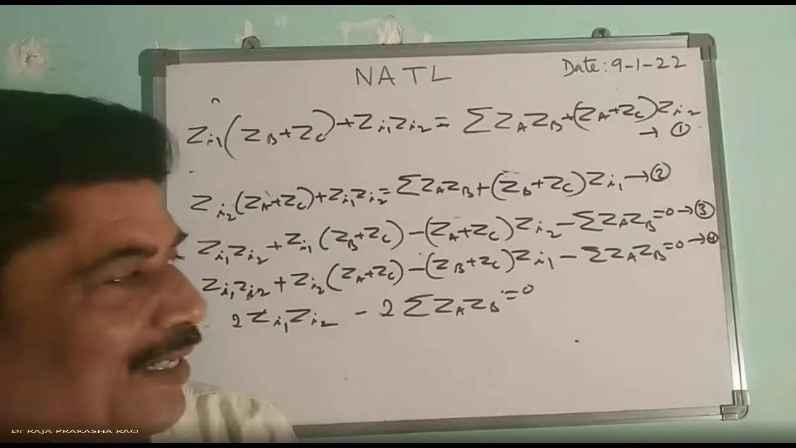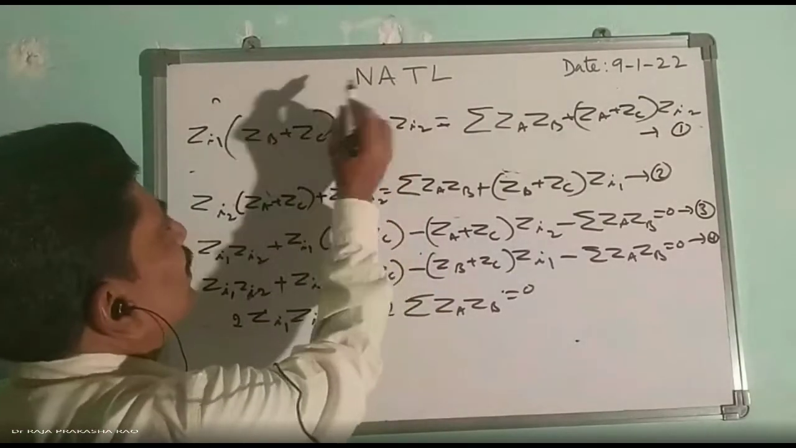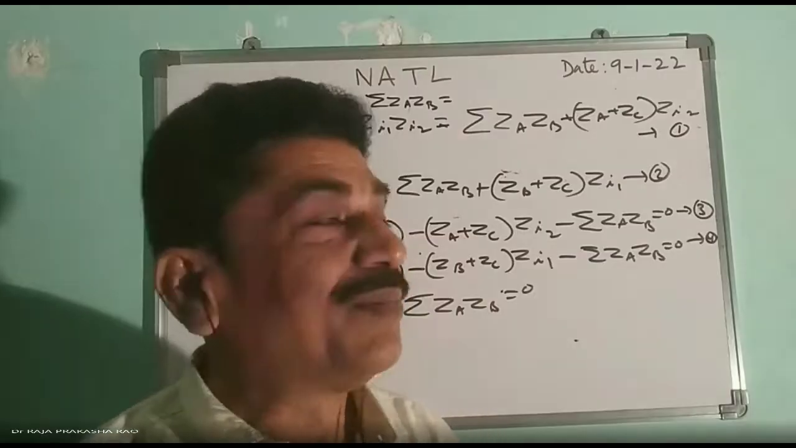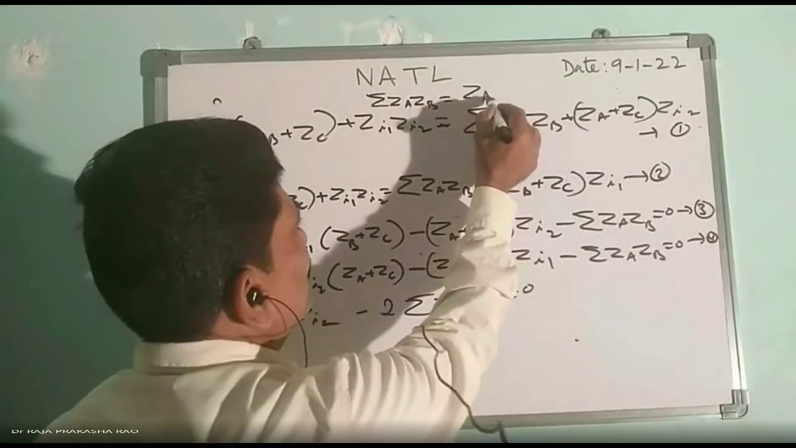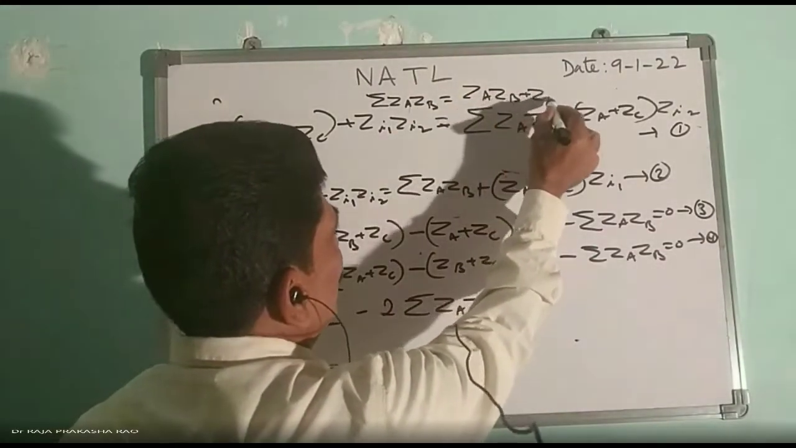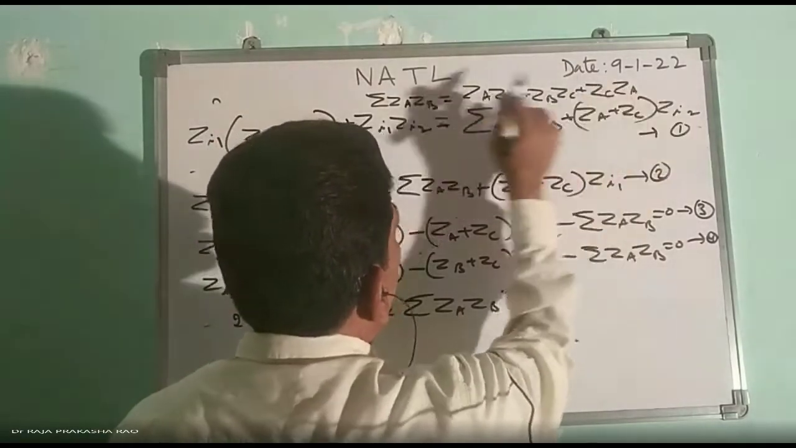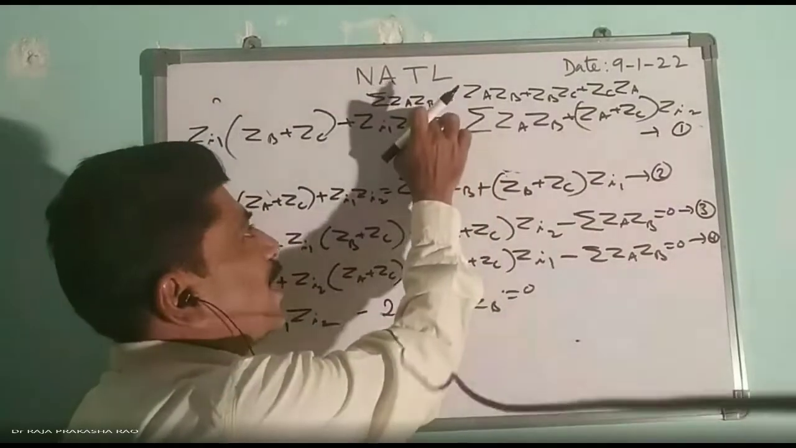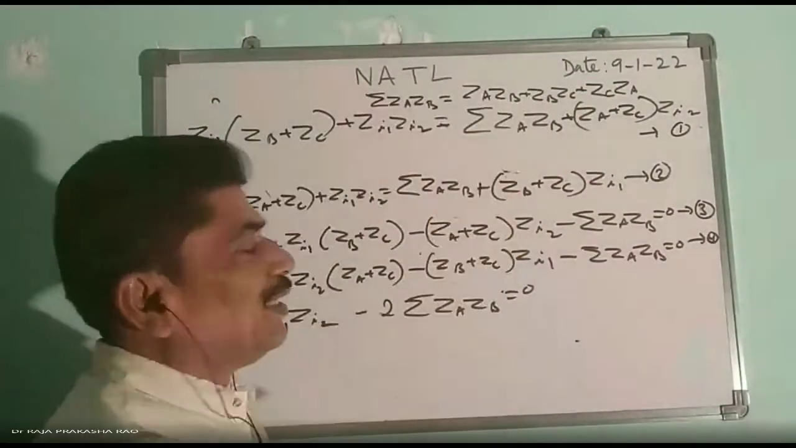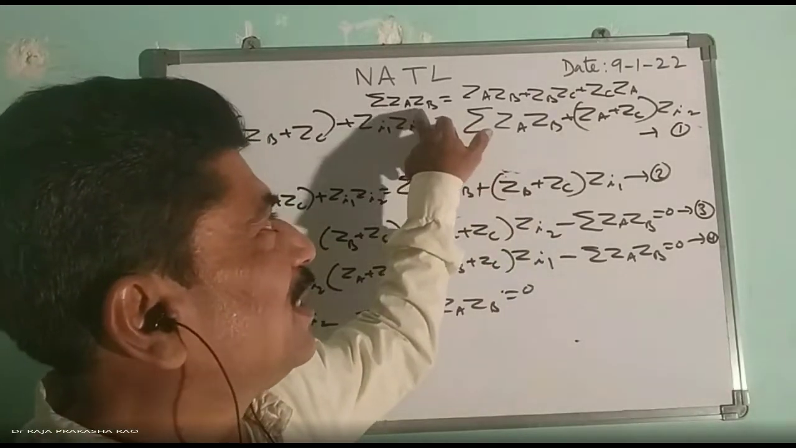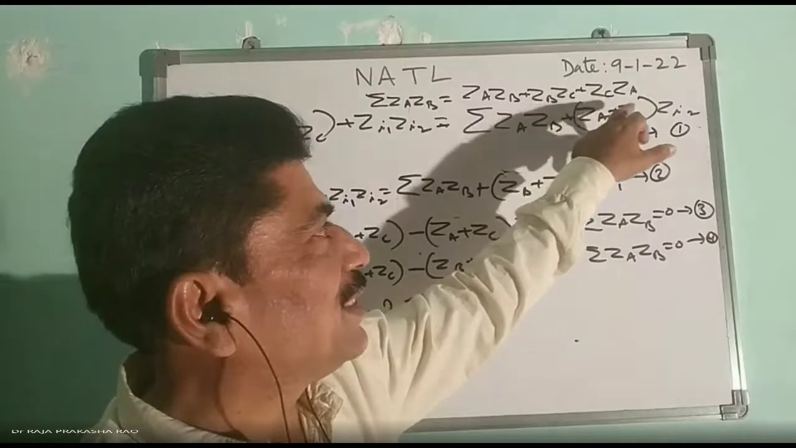What is sigma Za Zb? Sigma Za Zb is nothing but Za Zb plus Zb Zc plus Zc Za. This is sigma Za Zb, the compact form of this. If you expand this, you will get that. In the expression, I have just written the compact form.